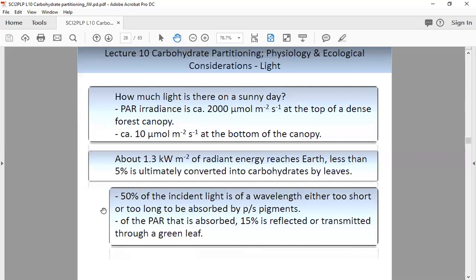And this is because approximately 50% of the incident light is of a wavelength either too short or too long to be absorbed by photosynthetic pigments. And of the PAR that is absorbed, about 15% is actually reflected or transmitted through a green leaf.